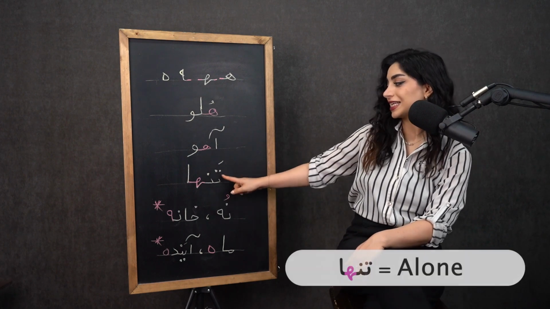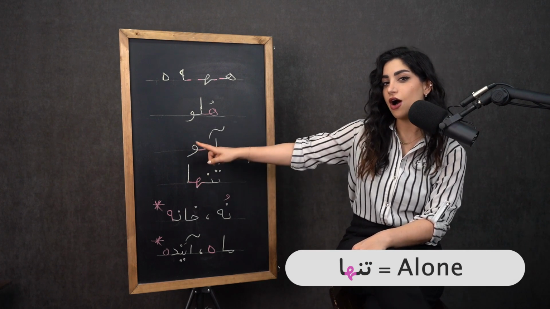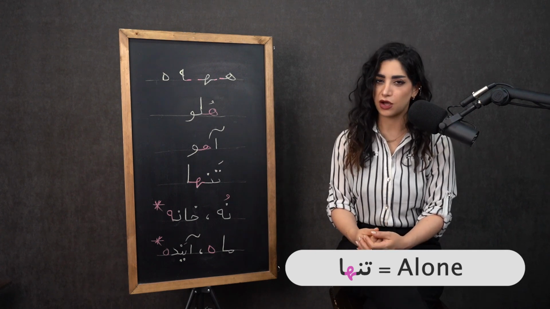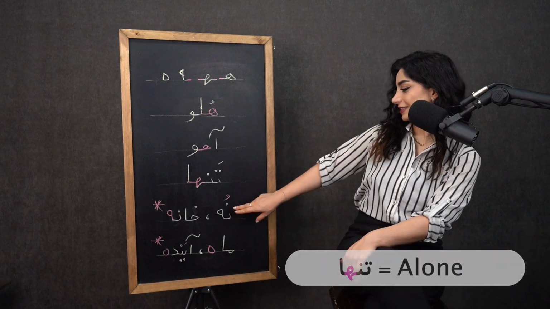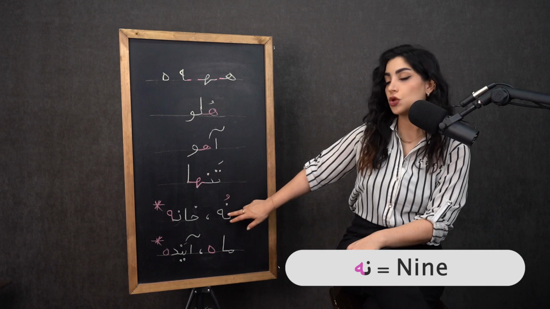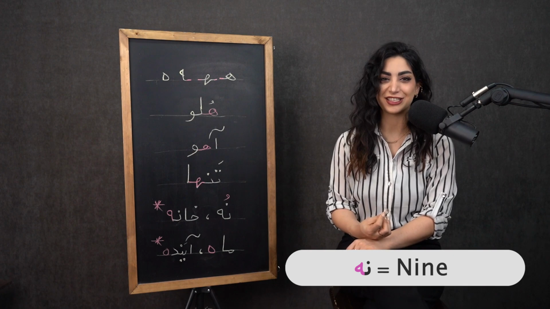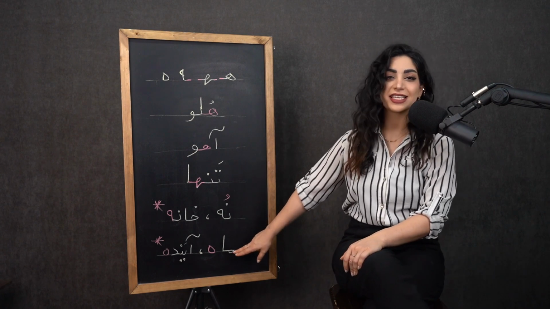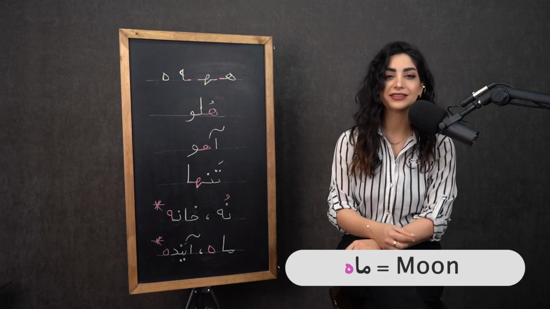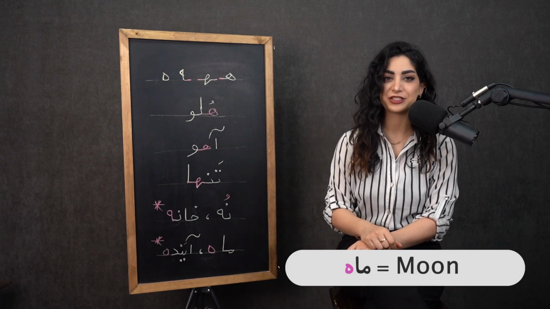This one, tanha. Tanha is the same as alone in English. Here, noh. Noh is the same as 9 in English. And this one, mah. Mah is the same as moon in English.